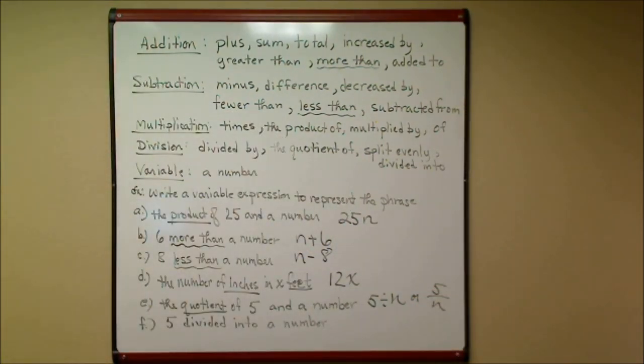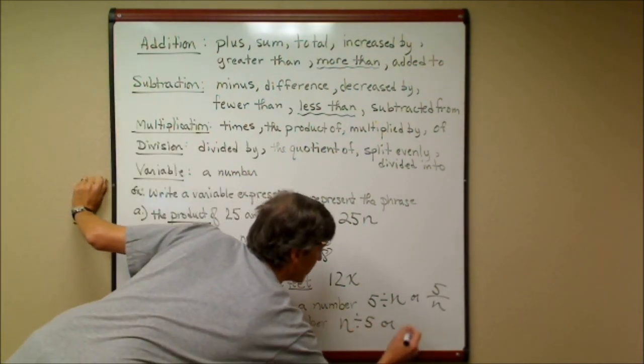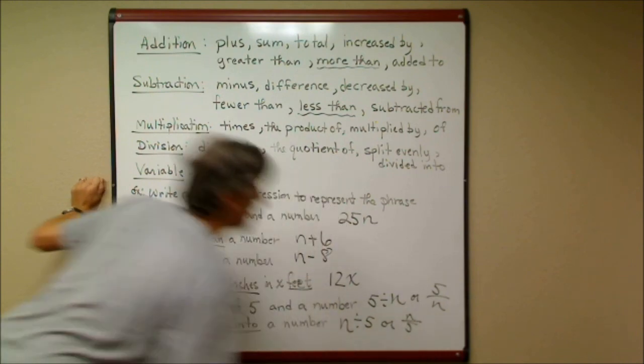And in this last example, I used divided into. Divided into is the third one that I made mention of before, where the order is extremely important, because 5 divided into a number means you're dividing by the 5. 5 is the divisor. So you're dividing the 5 into the number, so it would be n divided by 5, or again, you could have n over 5.